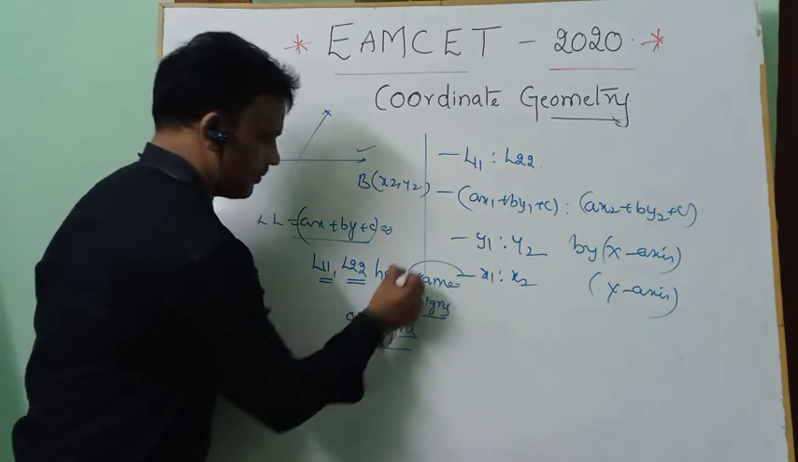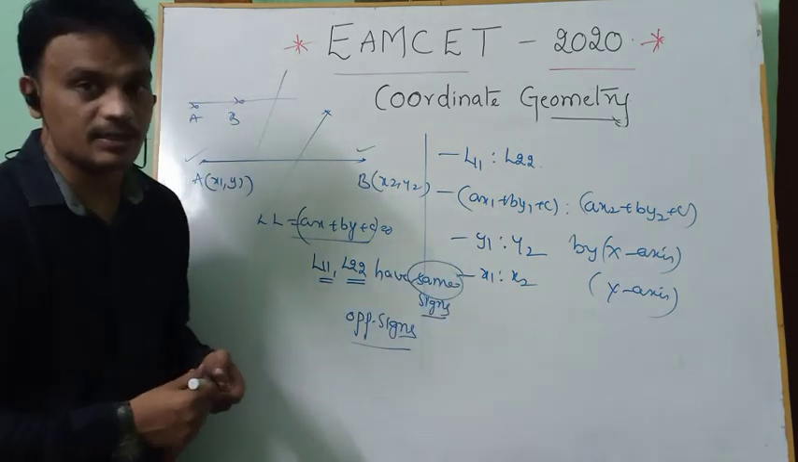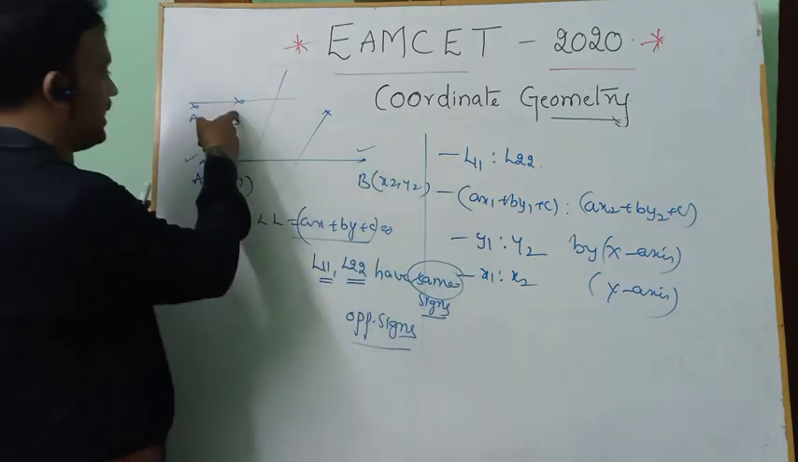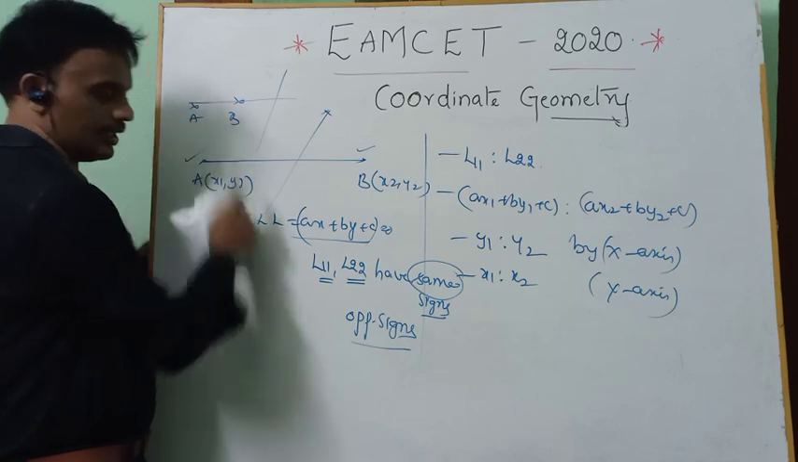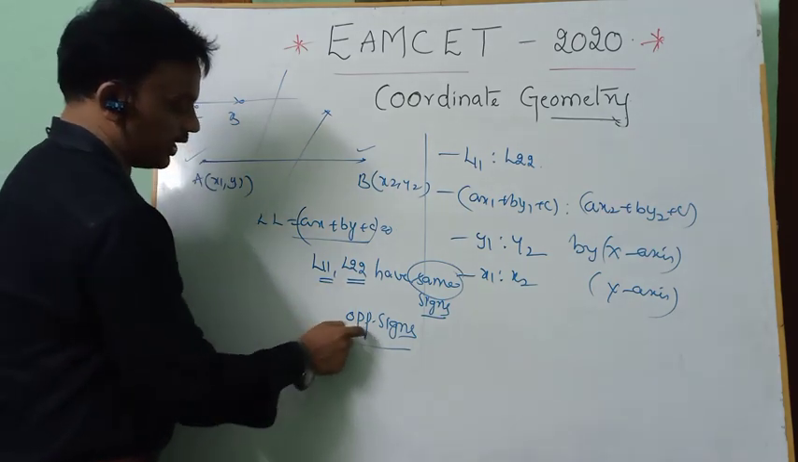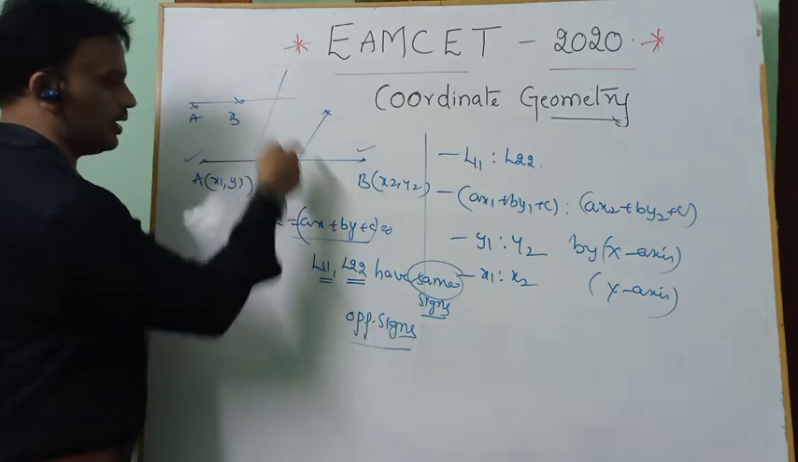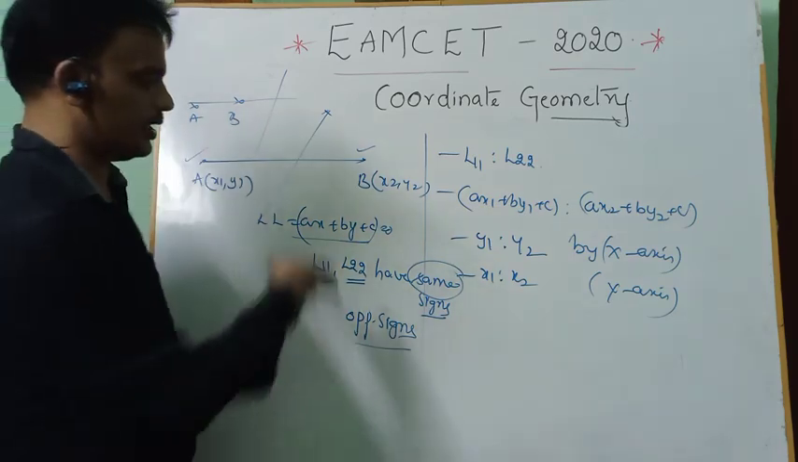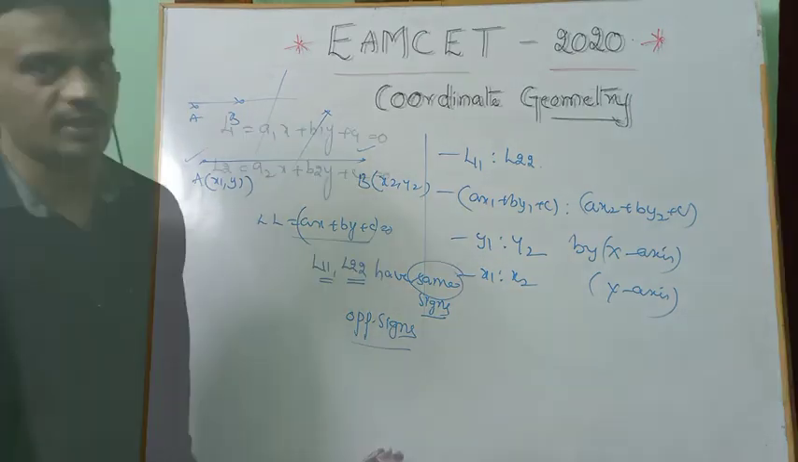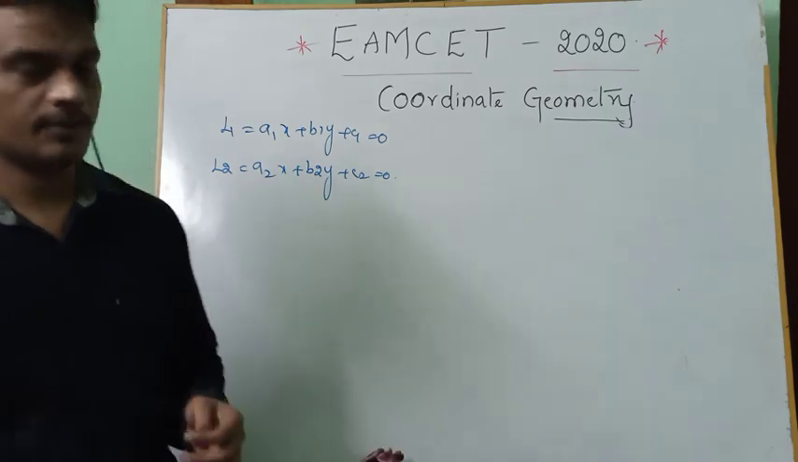That means the points A and B are present on the opposite side. Here, please see this one. If L11 and L22 have the same signs, they are present on the same side. If they have opposite signs, they are present on the opposite side. Okay, yes, make a note. Please practice this concept.